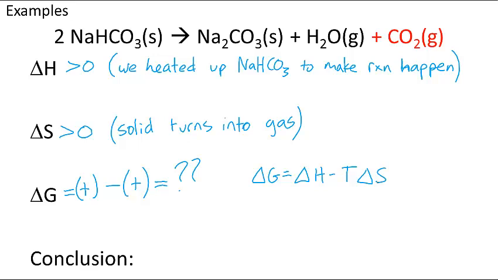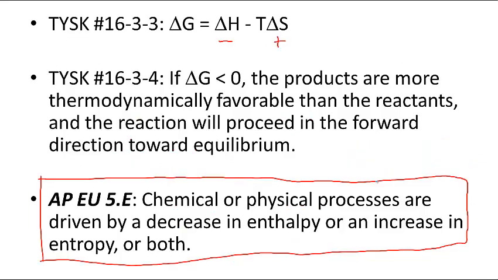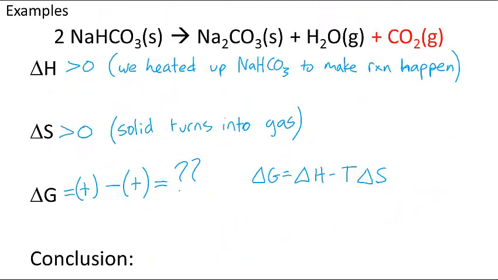So let's think about this. Which one of these is making the reaction favorable? And I'm going to go back to this statement that I outlined last time. Chemical or physical processes are driven by a decrease in enthalpy or an increase in entropy, or both. So for this reaction, do we have a decrease in enthalpy or an increase in entropy, or both? Which do we have? We have an increase in entropy.